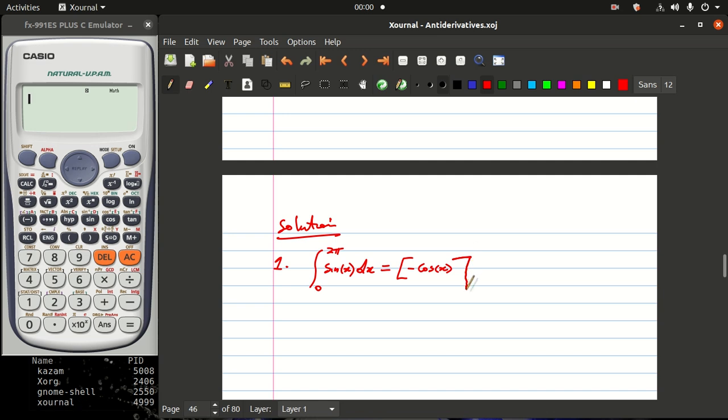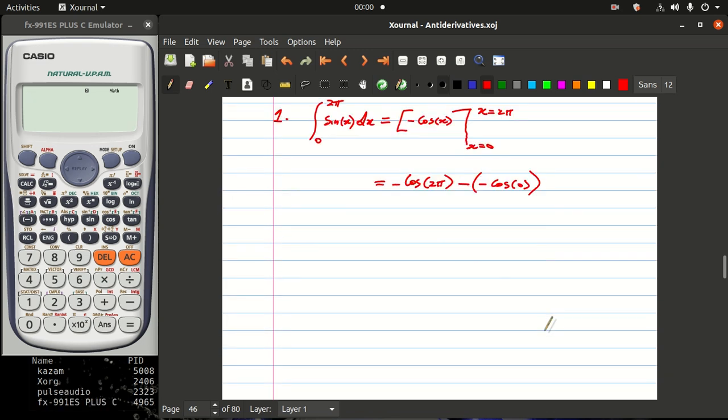And then I wanted to evaluate this when x is equal to 0 and when x is equal to 2 pi. And then of course from there I know that what I will end up getting is minus cosine of 2 pi, and then from there I have to subtract, but now I have a minus there, so I'll have a minus cosine of 0 inside. So this is going to be minus cosine of 2 pi, and then minus times a minus is going to be positive, and then I have a cosine of 0.